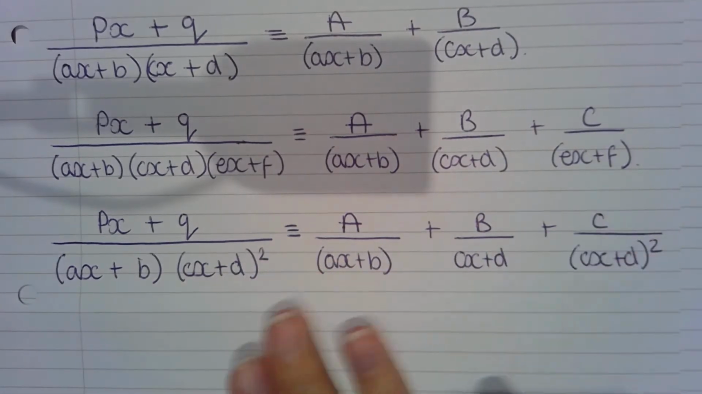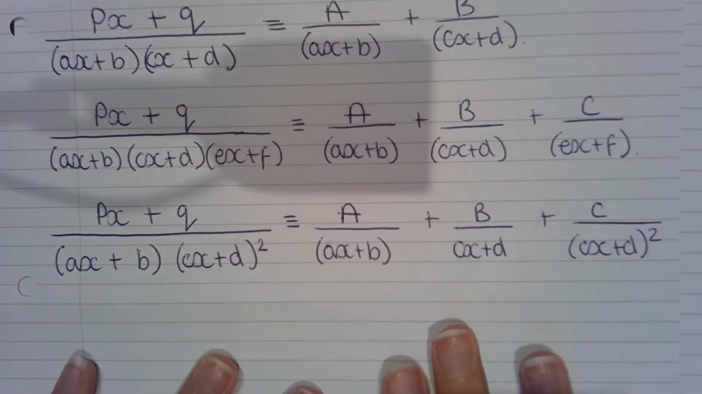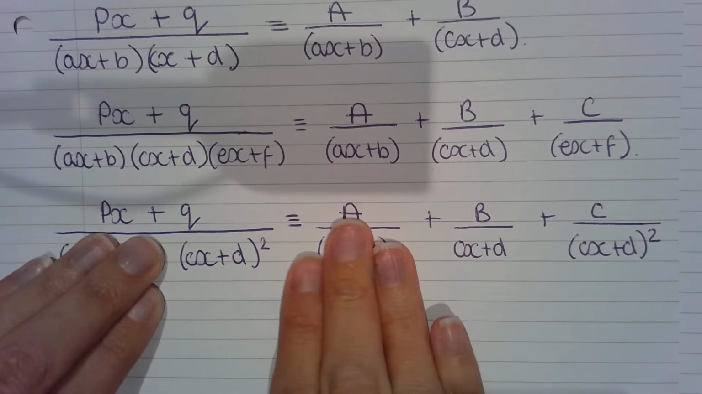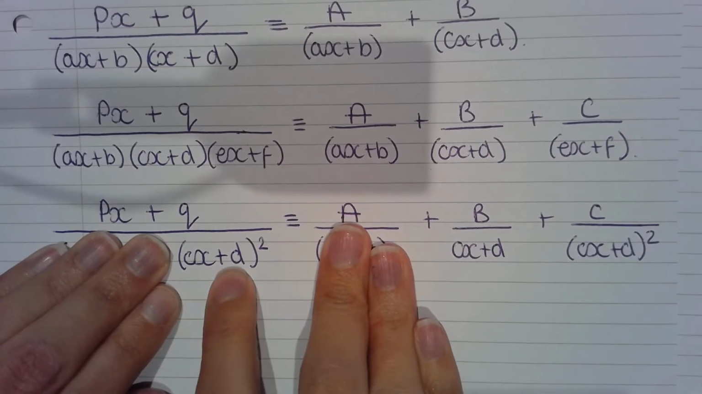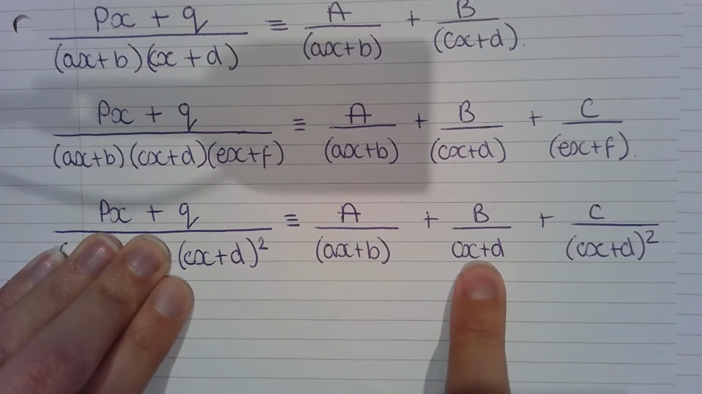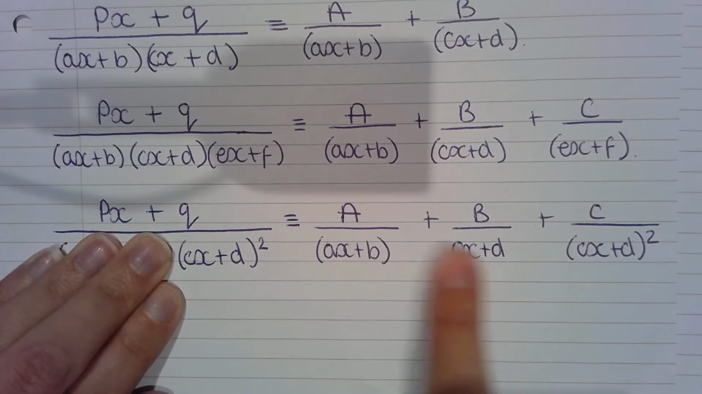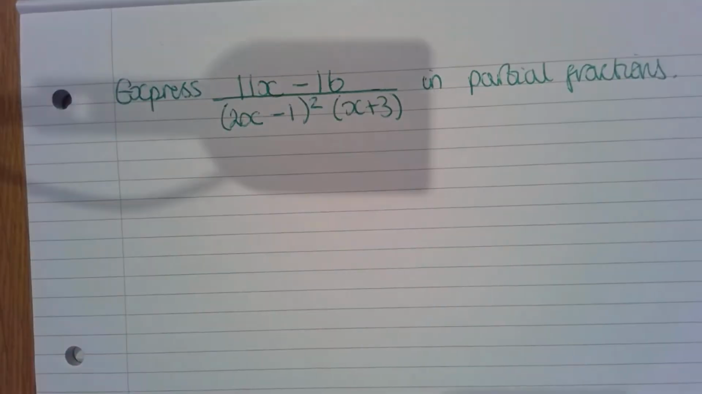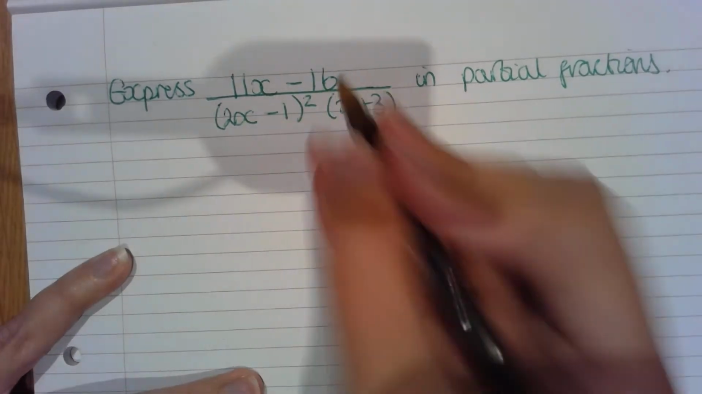It doesn't matter which order they come in, okay, but what we notice is that ax plus b is still there, but the cx plus d is written as singular there, so the power of 1, and then squared there, so it's written as two separate fractions. So that's the main thing. It doesn't matter about the order so much, okay, so we're going to write it as an identity.